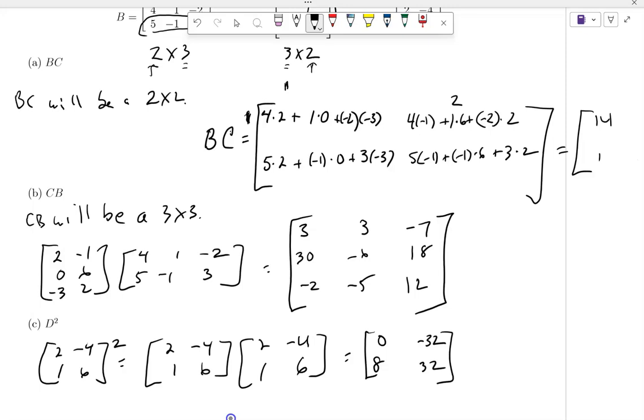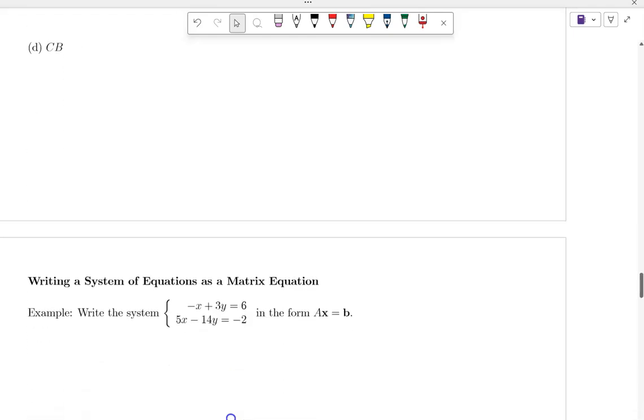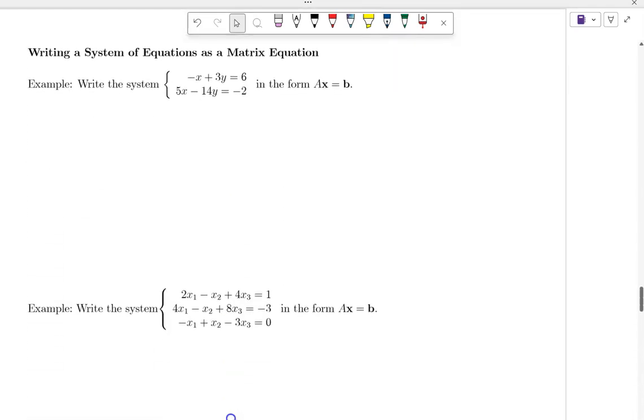Is that right? So I'll leave the next ones there for practice. There's lots of practice in there, but you should be able to practice those and make sure you can do them. So let's skip a couple of pages and talk about how we can rewrite a system of equations in what we refer to as matrix form.